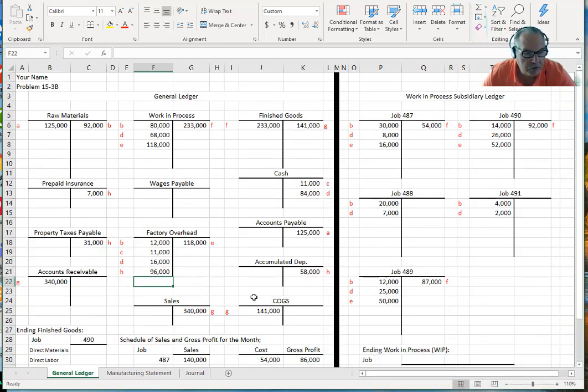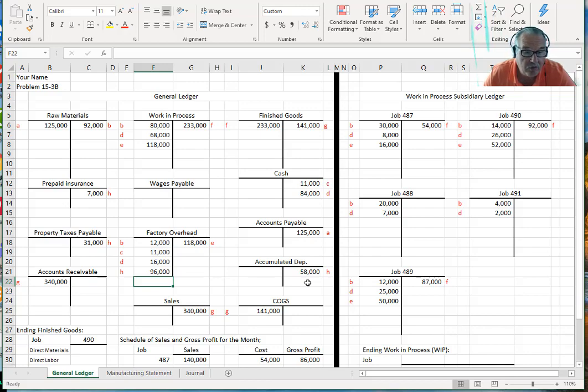So transaction H was $96,000. That's a debit to factory overhead. We had a credit to prepaid insurance for $7,000, a credit to property taxes payable of $31,000, and accumulated depreciation was $58,000 for both the factory building and the factory equipment. Just have one account for that. Total $96,000.